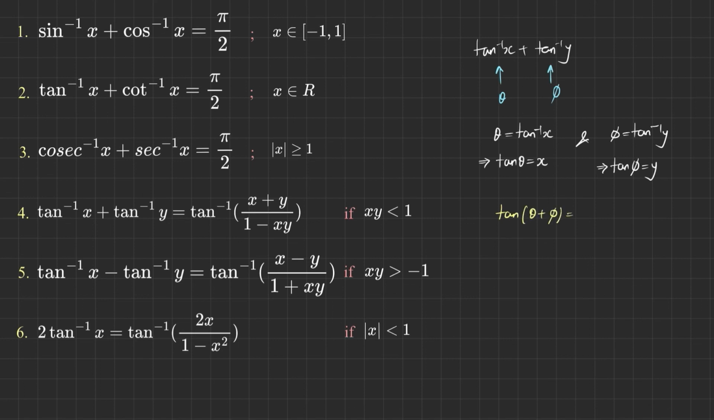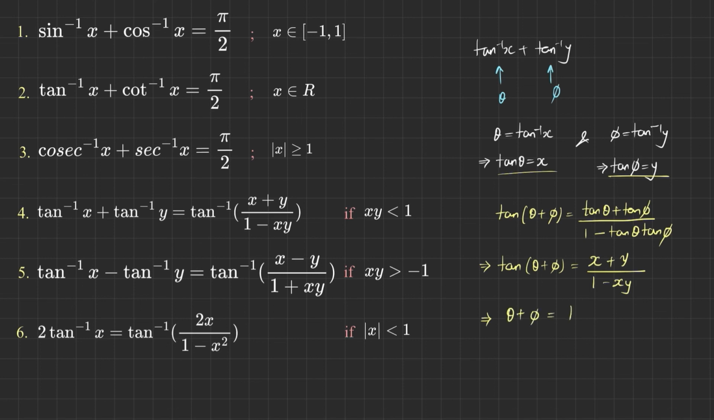So since we know the formula of tan(theta plus phi) from trigonometry, it is (tan theta plus tan phi) over (1 minus tan theta into tan phi). So this implies tan of (theta plus phi) equals, now since tan theta is x, it will be x here, plus tan phi is y, so it will be y over 1 minus x into y. Now if I operate both sides by tan inverse, then I will get theta plus phi equals tan inverse of (x plus y) by (1 minus xy).